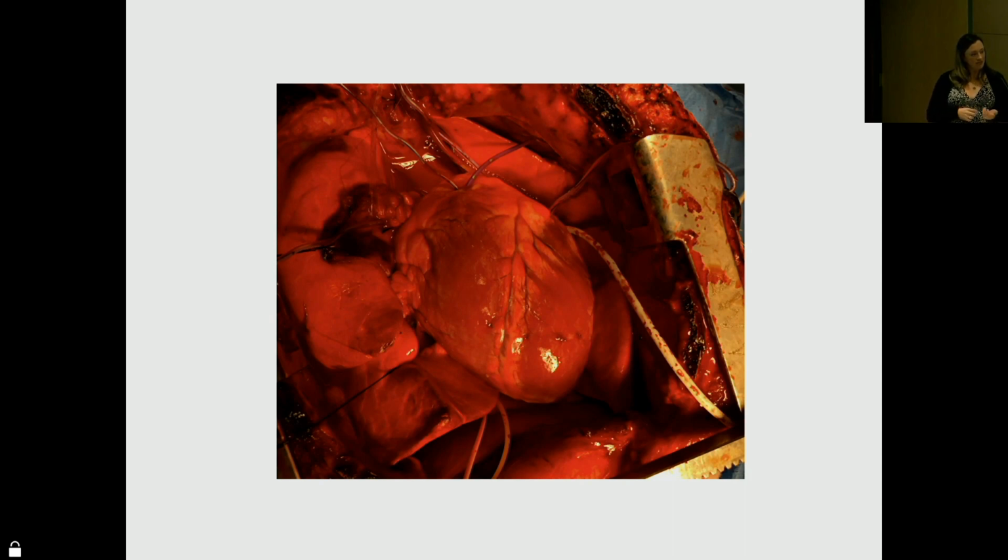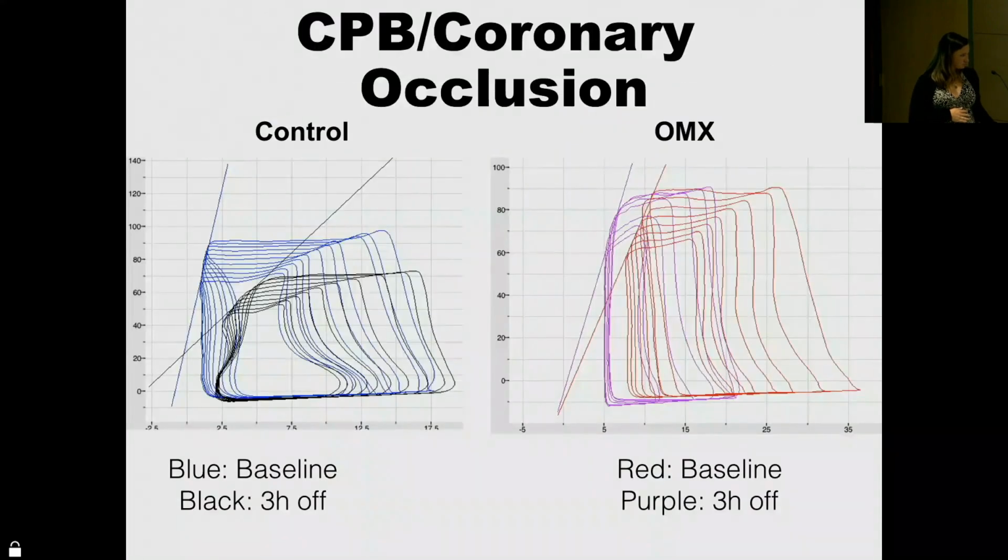We then went on cross clamp, delivered a couple doses of cardioplegia that obviously did not go to the protected area, and then before the final dose, removed the vessel occluding snares and gave cardioplegia that either contained vehicle or this OMX molecule, so it was only in the cardioplegia solution, and then rewarmed and measured myocardial performance.